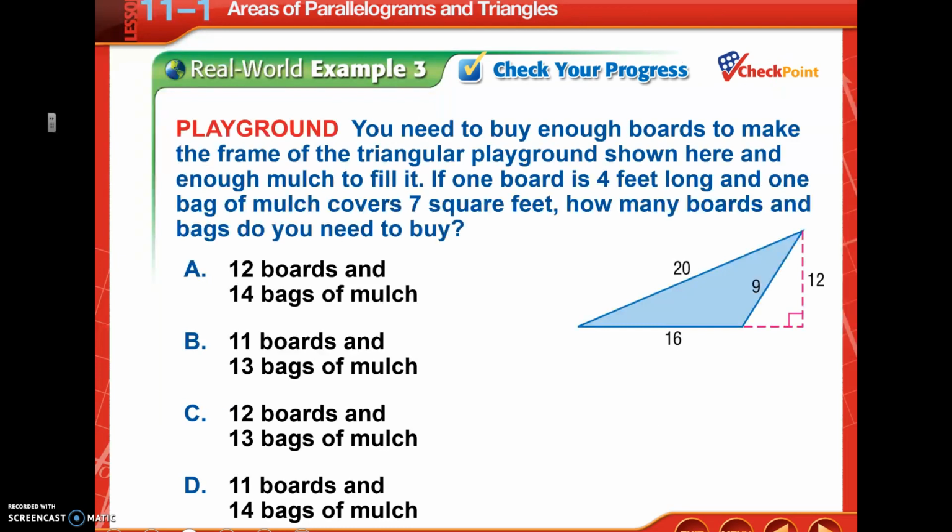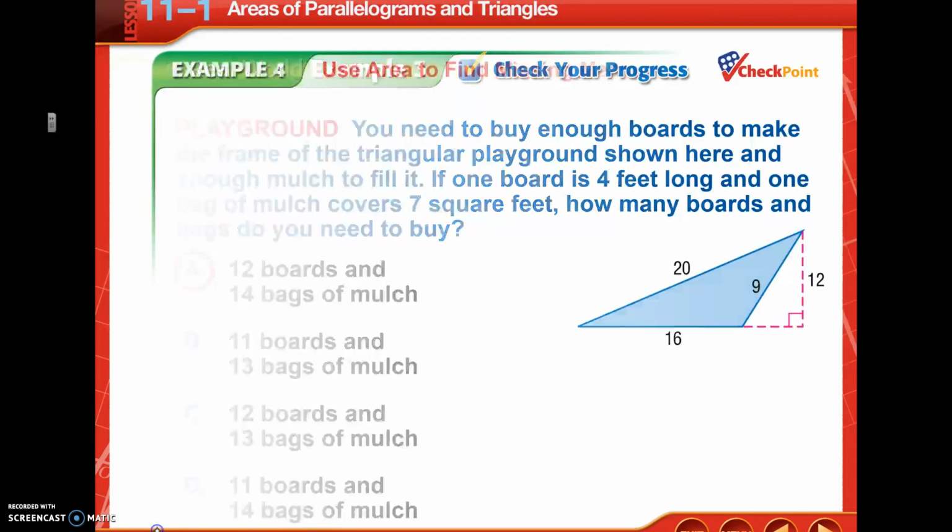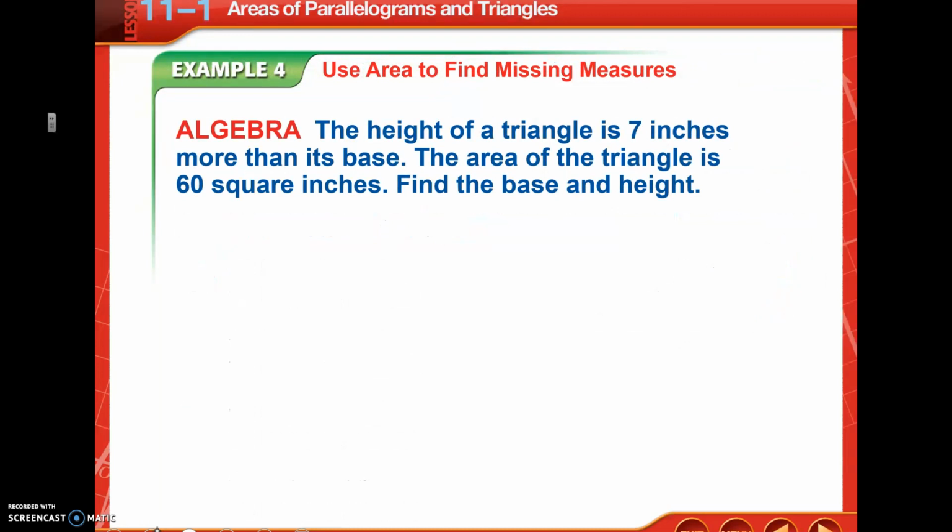All right, and you have another example here that you can look at and work through. So one more thing that we're going to talk about: the height of a triangle is 7 inches more than its base, and the area of the triangle is 60. So we're going to just draw a triangle here. Sorry that it's not neat.